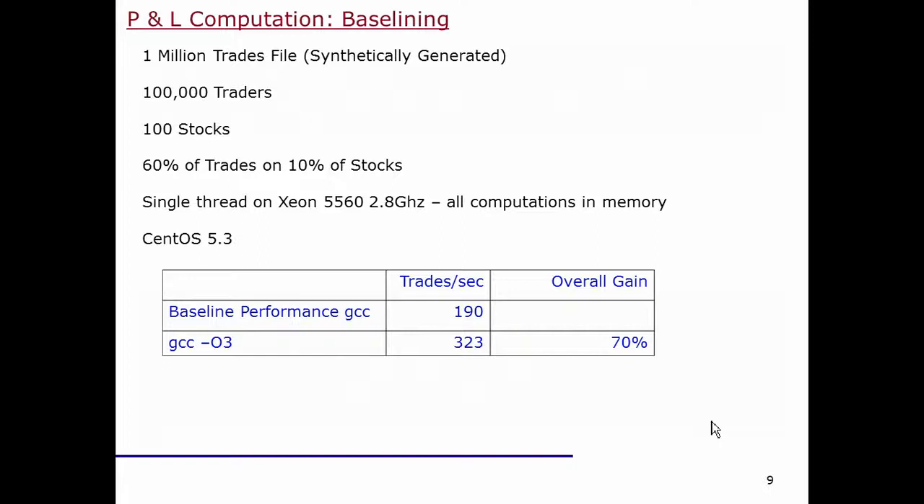Now by doing nothing other than applying the O3 optimization flag and recompiling the code, we were able to get a nice 70% gain, so that the trades could jump to 323 per second. So this was still far off from a target of 10,000 per second, but shows you the benefits of using optimization in the compilation flags.